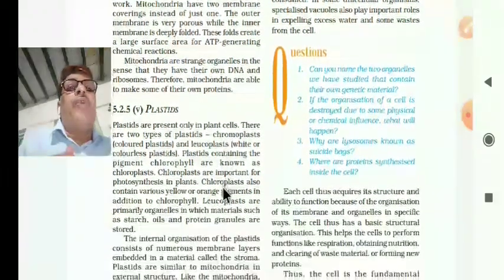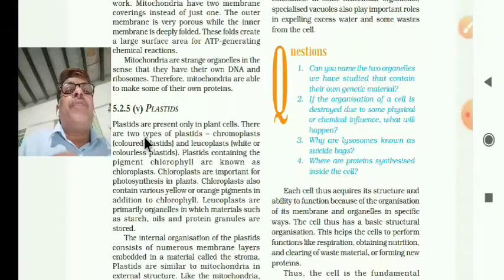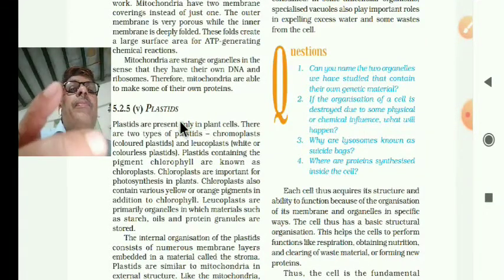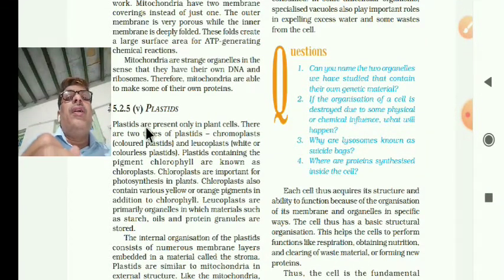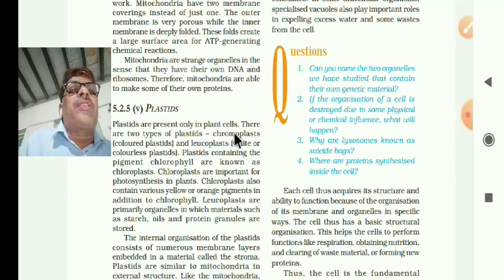Okay, now we move on to plastids. Plastids are present only in the plant cells. There are two types of plastids: chromoplasts, the colored plastids, and leucoplasts, white or colorless plastids. Plastids containing the pigment chlorophyll, which is green, are known as chloroplasts.